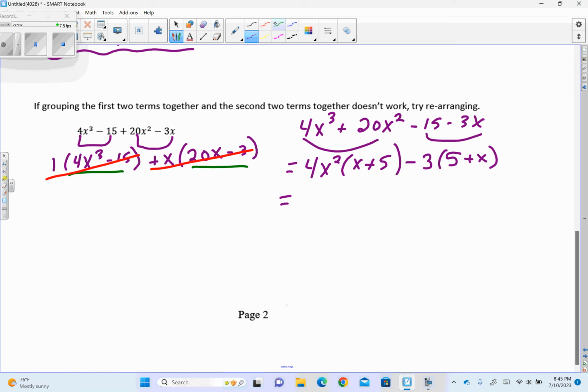So this time we did end up having that common factor. So I'm going to bring that common factor to the front. And then that will leave me with 4x squared minus 3. And this is my final factorization.